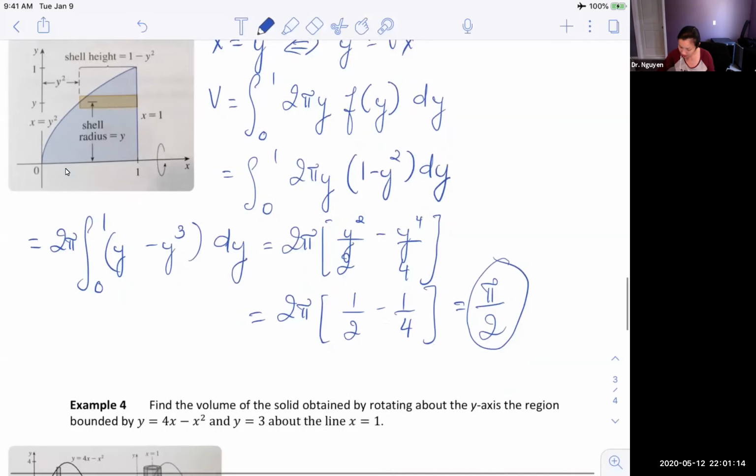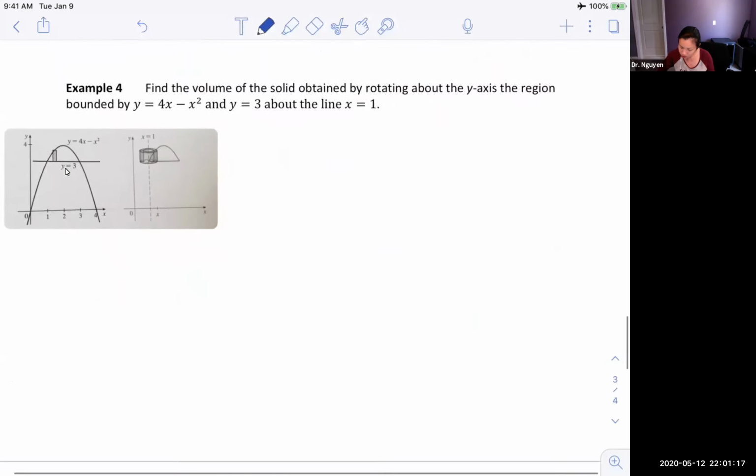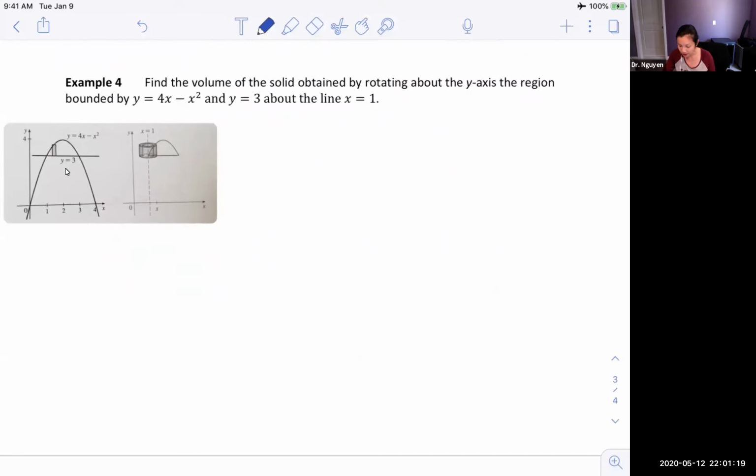All right, let's take a look at example 4. We have to find the volume of the solid obtained by rotating the region bounded by the parabola y equals 4x minus x squared and y equals 3. So you see that it's bounded, right? And then we want to rotate. This is the interesting part: we want to rotate about the line x equals 1.